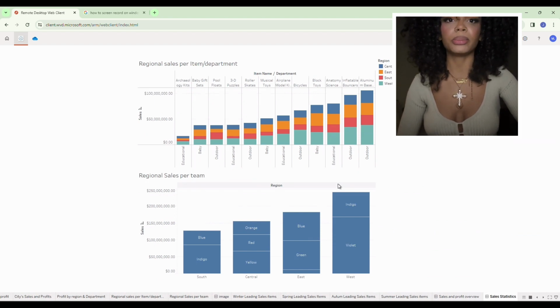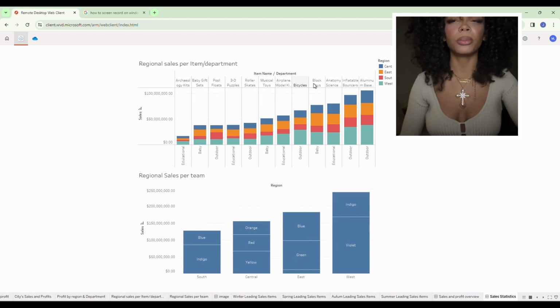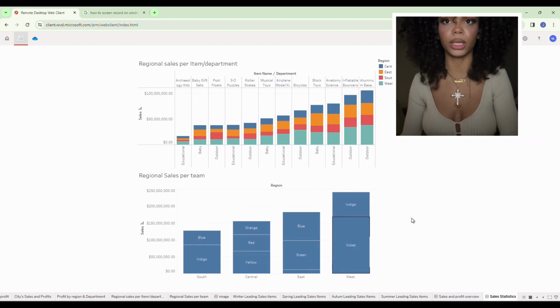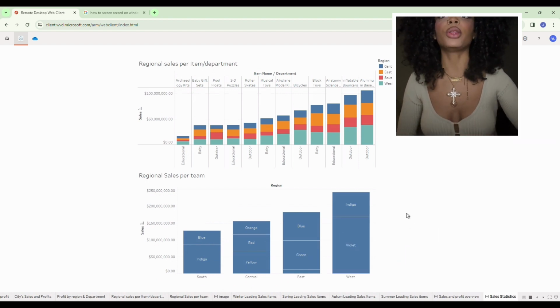This is important to put together because what we see through this is which departments perform best by region, and which items are performing best. Also, which teams are performing best. So we always want to compare how well the products are performing and how well the team is performing in selling that. This is really specific to product performance and team performance.